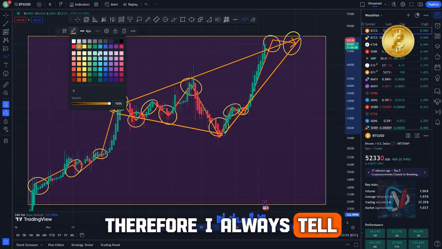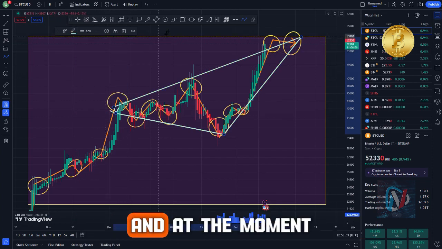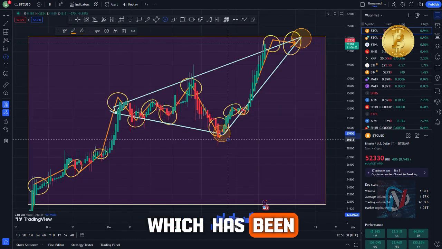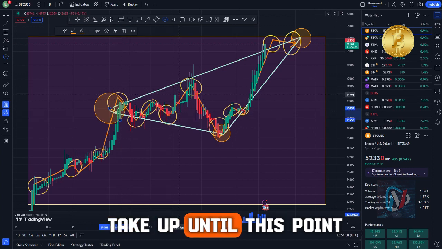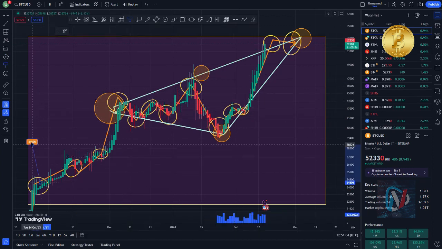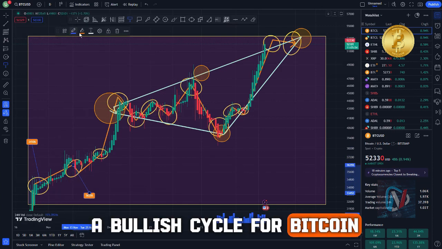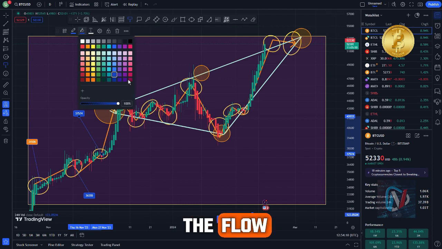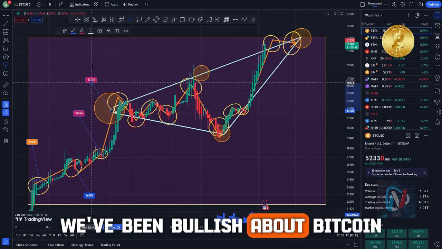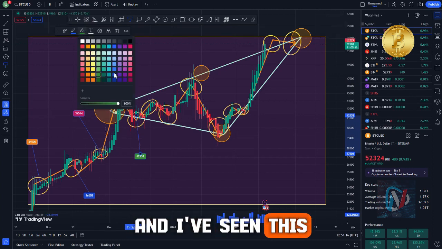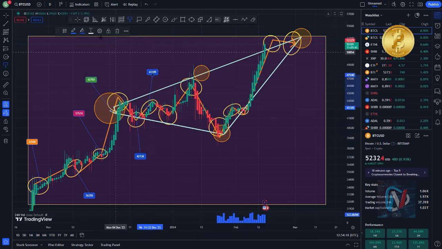Therefore, I always tell you what I'm leaning towards, and at the moment, the major possibility is still rising prices, which has been the appropriate approach to take up until this point, the correct strategy with regard to the situation. I've seen this as a bullish cycle for Bitcoin, which was the proper approach because I always prefer to just go with the flow. We've been bullish about Bitcoin for more than a year now, or at least a year, and I've seen this as a bullish cycle for Bitcoin.